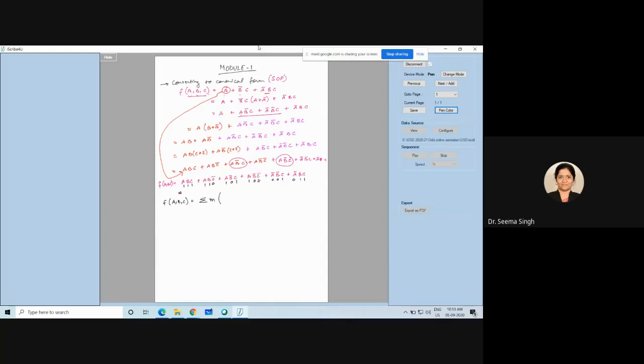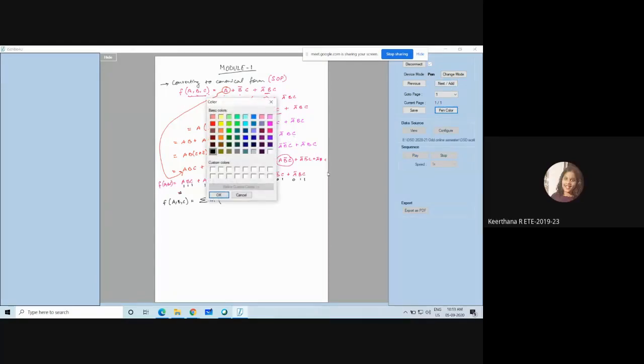So now I have to start searching in order. Do I have a 0 here? No, we don't have a 0. Now let me write the numbers. What is 111? 7. So 111 is 7. Let me change the pen color.